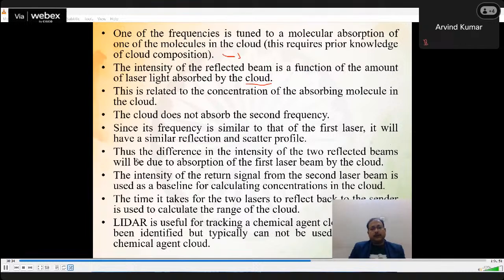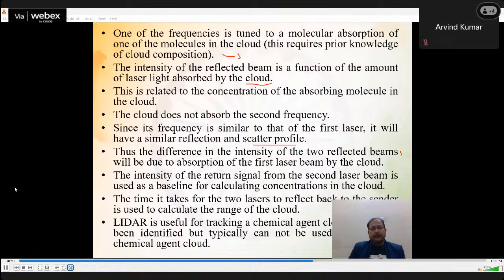The cloud does not absorb the second frequency, and since its frequency is similar to that of the first laser, it will have a similar reflection and scatter profile. Thus, the difference in the intensity of the two reflected beams will be due to absorption of the first laser beam by the cloud. The intensity of the return signal from the second laser beam is used as a baseline for calculating the concentration of the cloud.